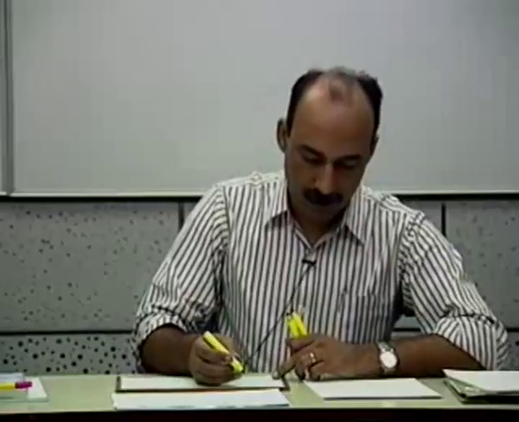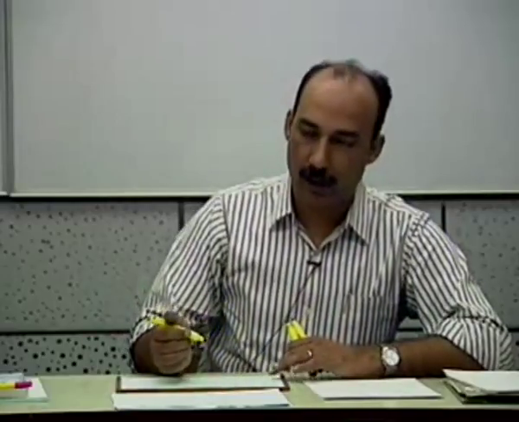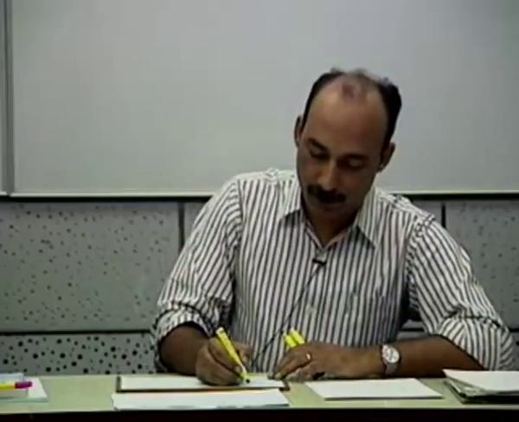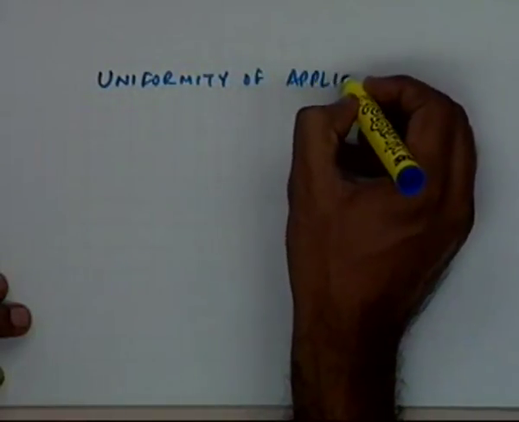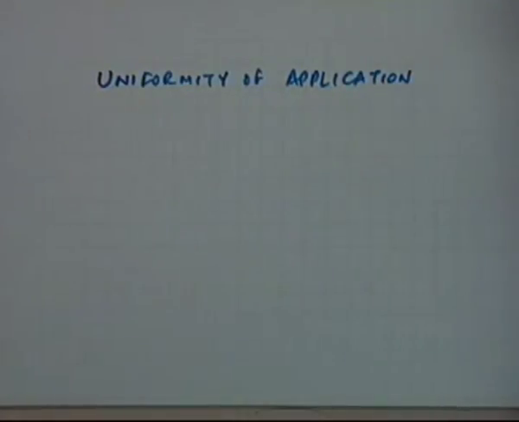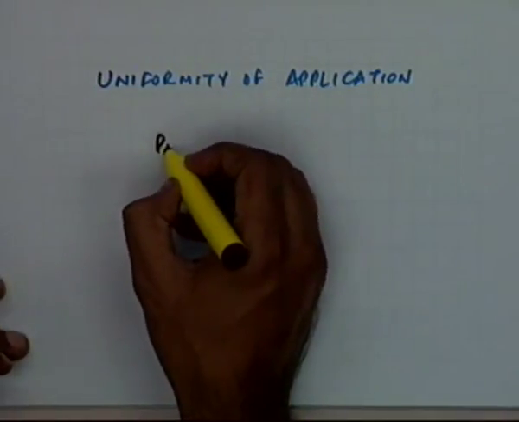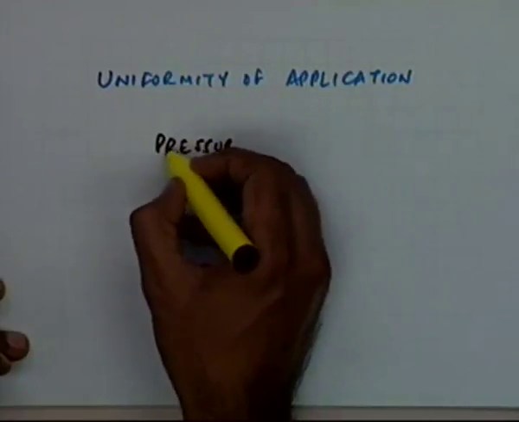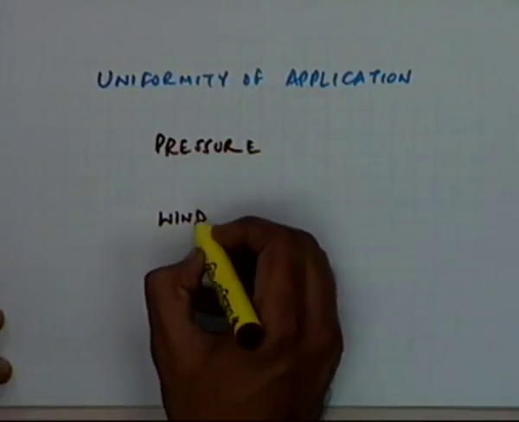Then let's go on to some other aspects which we must understand before we go on to the next level of looking into the designs of these systems, such as the uniformity of application. We just mentioned in our objectives that we need to get uniformity of application. And that uniformity of application is dependent on two basic factors. One is the prevailing pressure, and the other is the wind conditions.